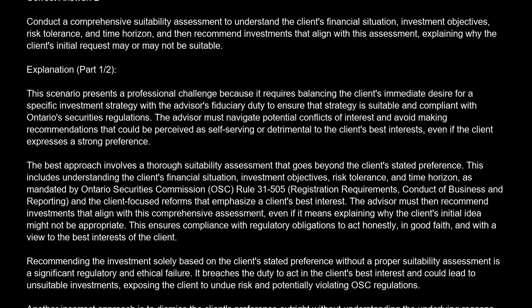This ensures compliance with regulatory obligations to act honestly, in good faith, and with a view to the best interests of the client. Recommending the investment solely based on the client's stated preference without a proper suitability assessment is a significant regulatory and ethical failure. It breaches the duty to act in the client's best interest and could lead to unsuitable investments, exposing the client to undue risk and potentially violating OSC regulations.